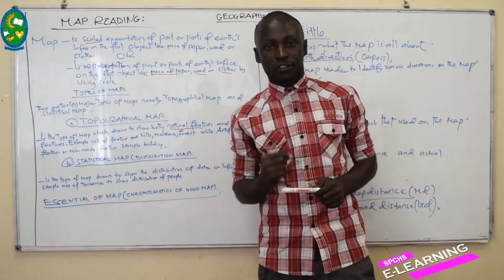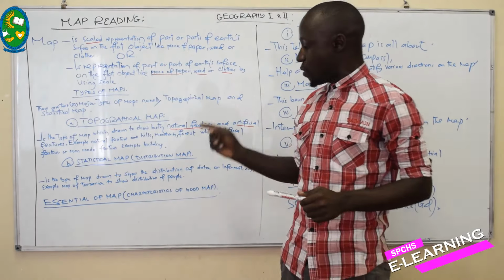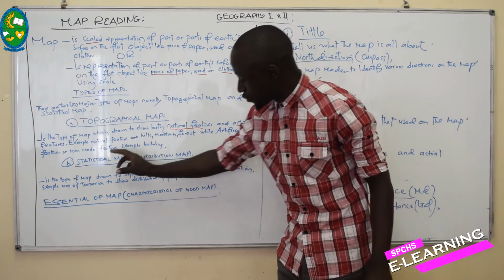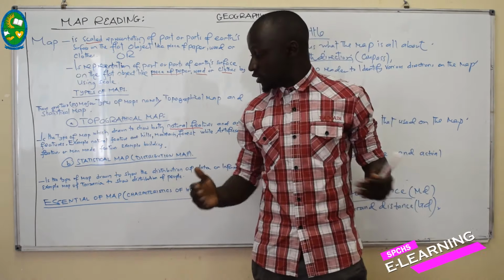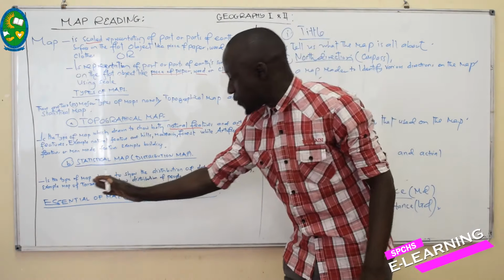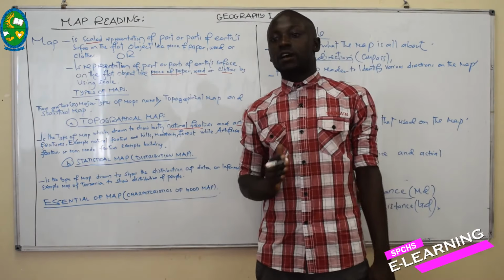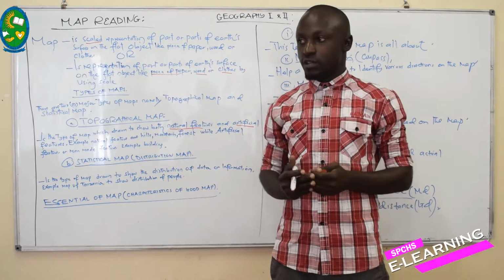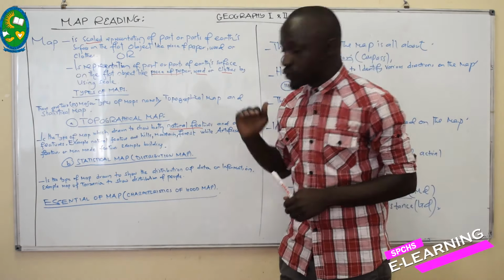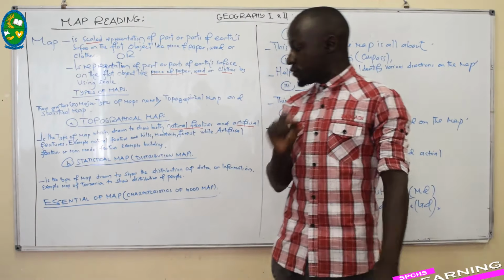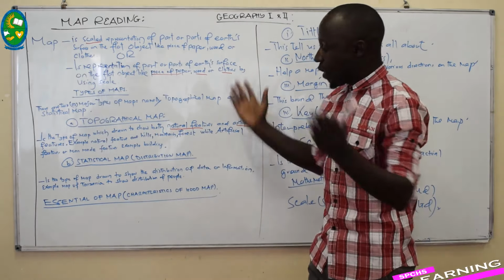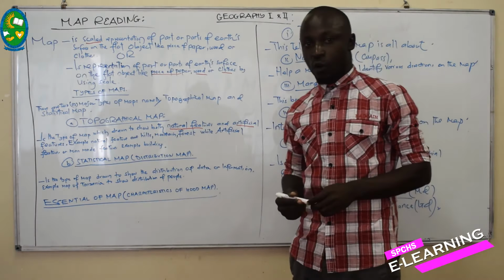Remember, statistical map sometimes is called distributional map. So you can say statistical map or distributional map. Why do we assign another name, distributional map? Because it talks about distribution of data or information. So statistical map is the type of map which is drawn to show distribution of data or information. It will show distribution of various features or information which is portrayed on the topographical map. For example, distribution of temperature, distribution of settlement, distribution of people, and so forth. So it's all about showing distribution of information or data in a particular geographical area.